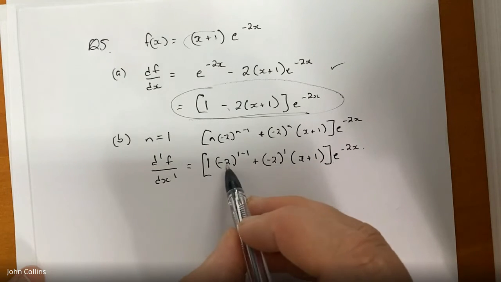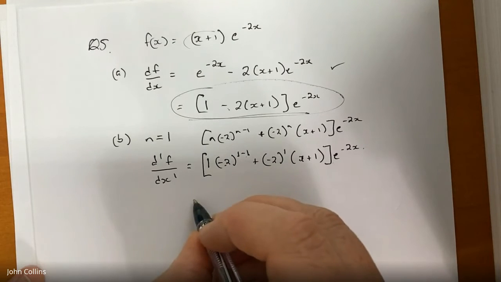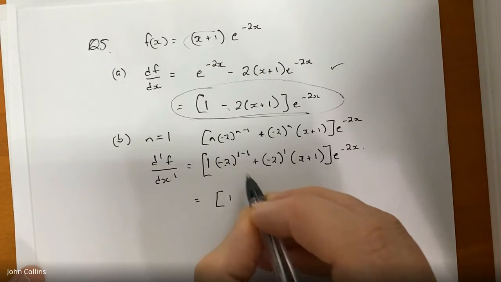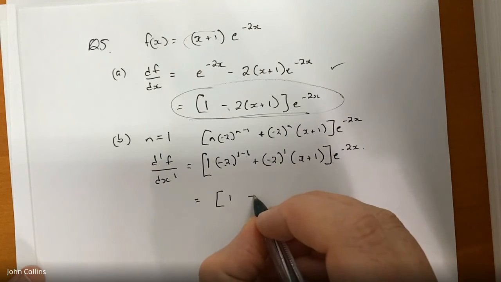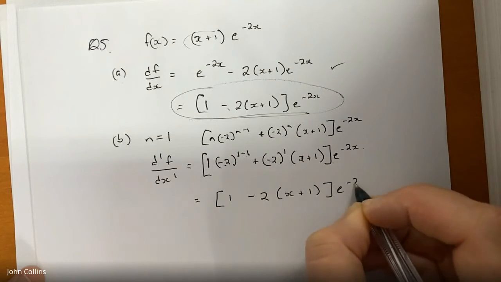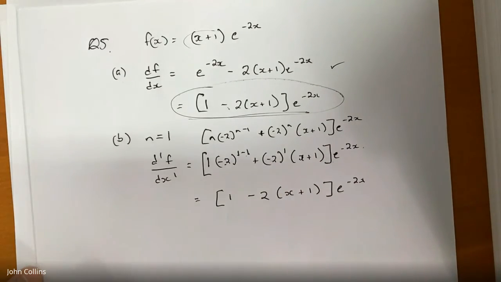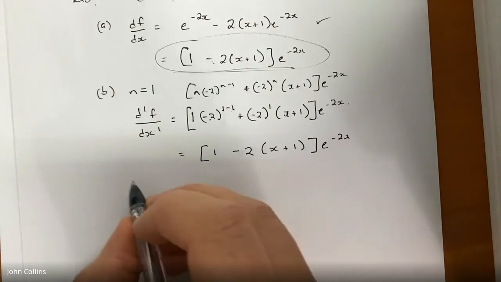When I do all this out, minus 2 to the power of 0 is going to be 1. 1 times 1 is 1, which is good. I want that. Then minus 2 to 1 is minus 2, so that makes the minus 2 we want. And that's x plus 1, and then e to the minus 2x. All right, so that's n equal to 1, so that's tested.